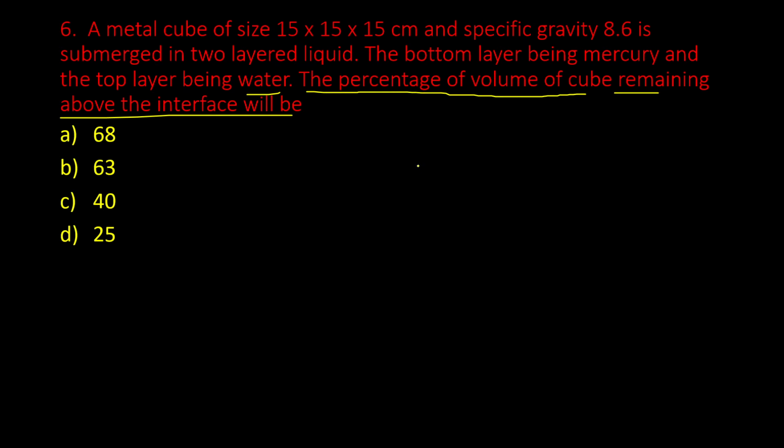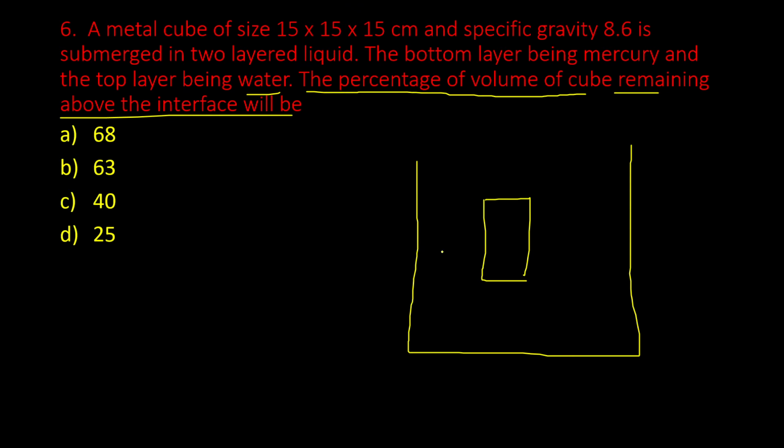So in this question we have been given a cube which is submerged between two different liquids. The lower liquid is mercury and the upper liquid is water. So let's say the volume of cube which is present above mercury is V1 and inside mercury is V2, and the total volume is VB.